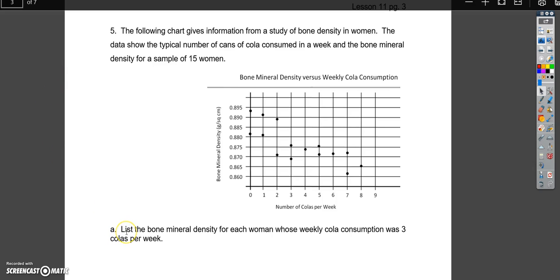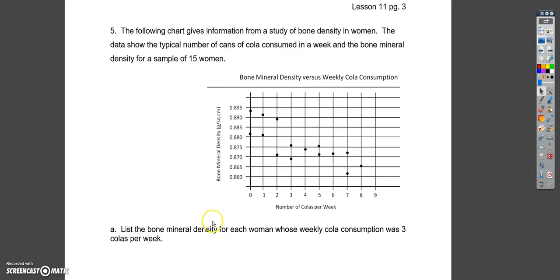So A asks us to list the bone density for each woman whose weekly cola consumption was 3. So if we go here, we have one that's here and one that's here. So 3 colas. This is probably maybe 0.868. It's a little below 0.7. Wow, that's really off there, sorry. And then the other would be maybe 0.876.